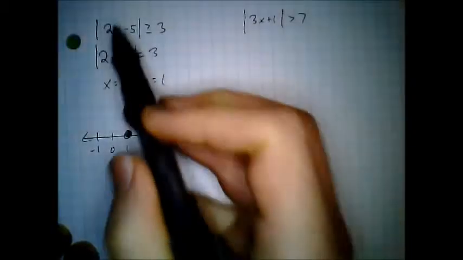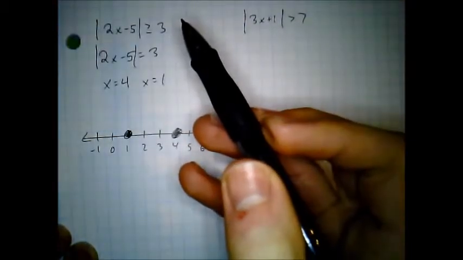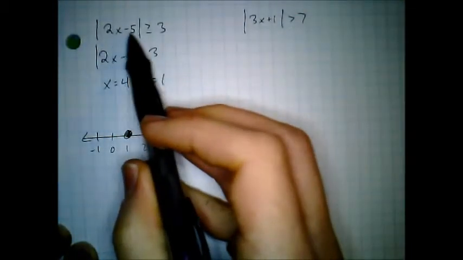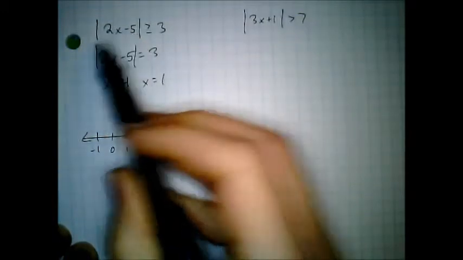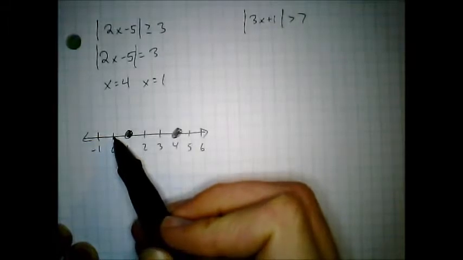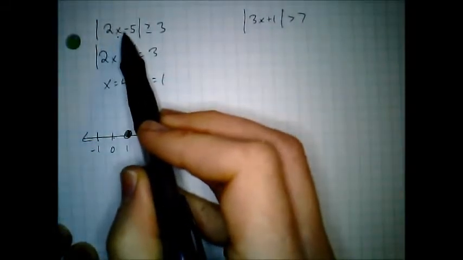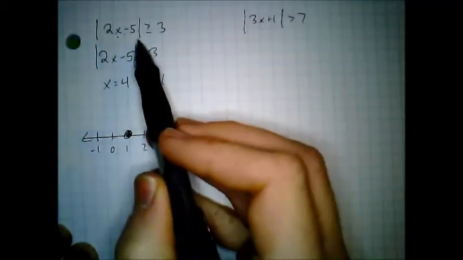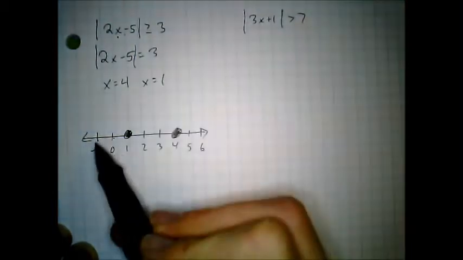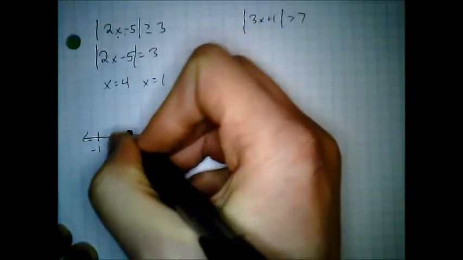So I'm going to check 0. 2 times 0 is 0, minus 5 is negative 5. Absolute value of negative 5 is positive 5. That's greater than 3, so that's a solution, so it should be in my shaded region. Let's check my negative 1. 2 times negative 1 is negative 2, minus 5 is negative 7. Absolute value is positive 7. That's greater than 3, so that's also a solution, so it should be in my shaded region.